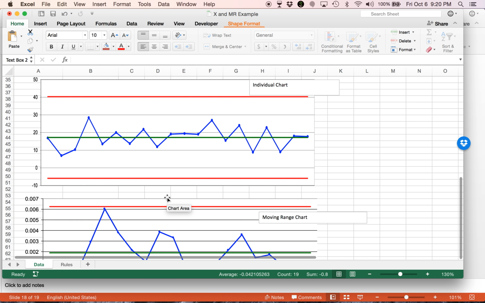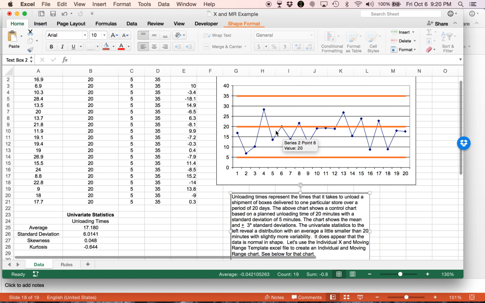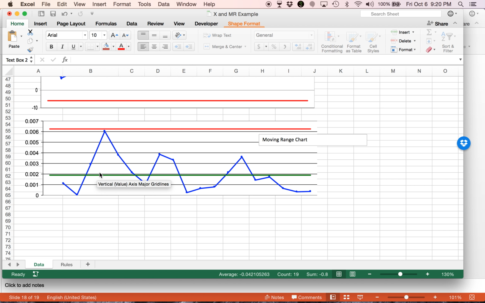So we can look at the chart here. Here's the individual chart, just the same as this one, just reprinted differently. And here would be the moving range chart. If you look at the moving range chart, we're always going to have one less point because we're looking at successive things. And here we see that something is approaching the upper control limit, but it's not so bad. And we don't see any particular runs above or below, and no trends going up or trends going down.